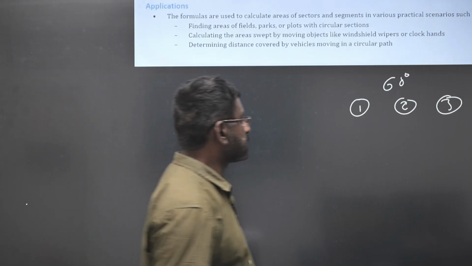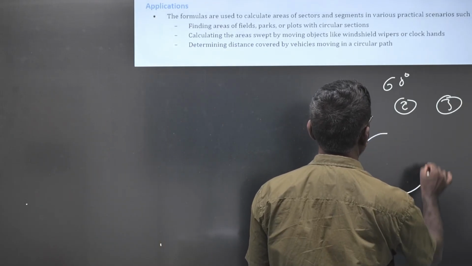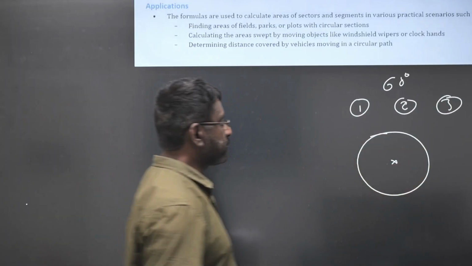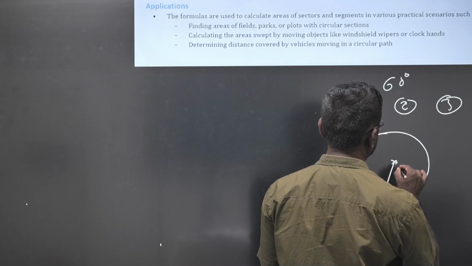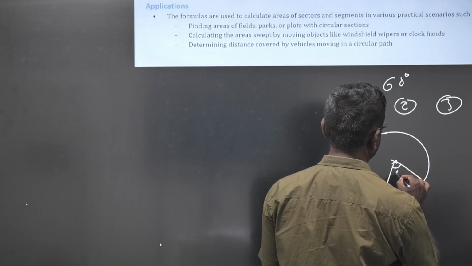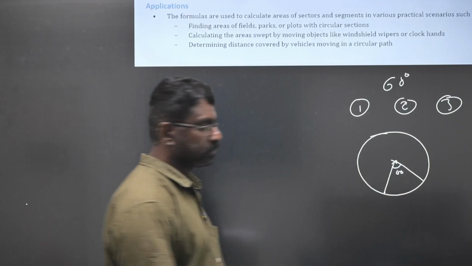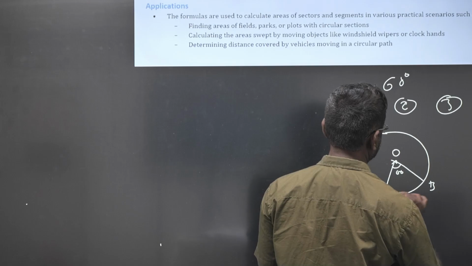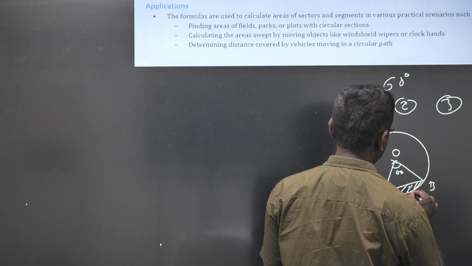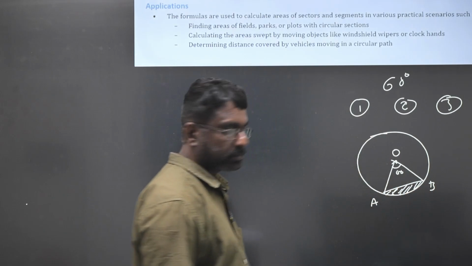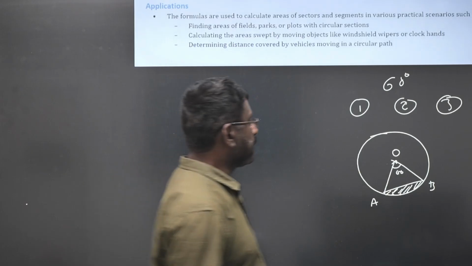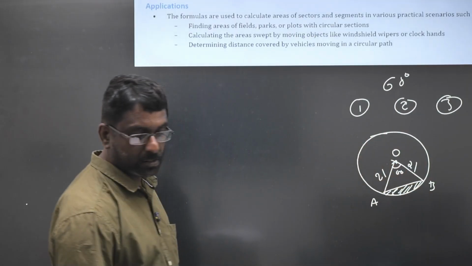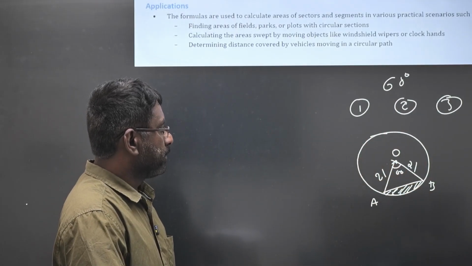At first, let us draw a figure like this and mark the given data in this figure. Suppose this is the sector. This angle is given as 60 degree. Suppose this is OAB. Join this. This is the segment of the circle. Also given that radius is 21, that is, this is 21. These data are given in the question.